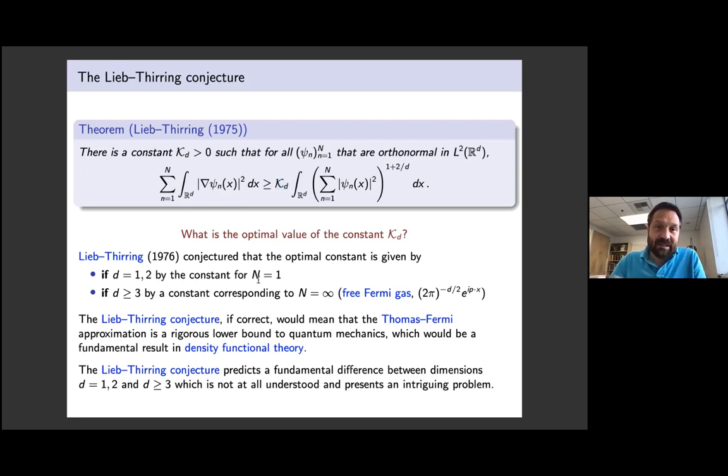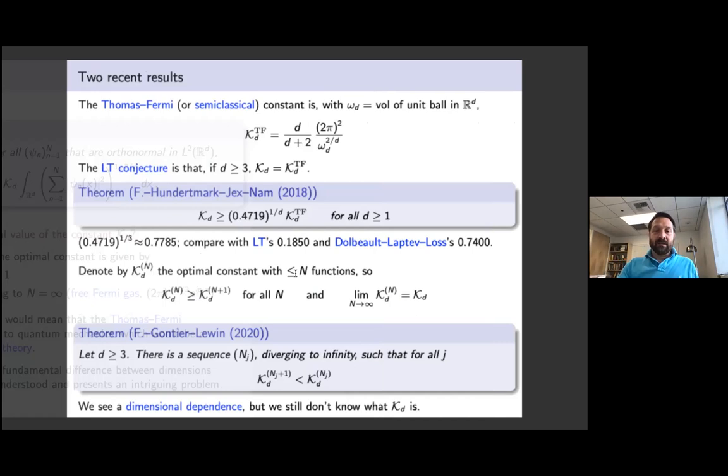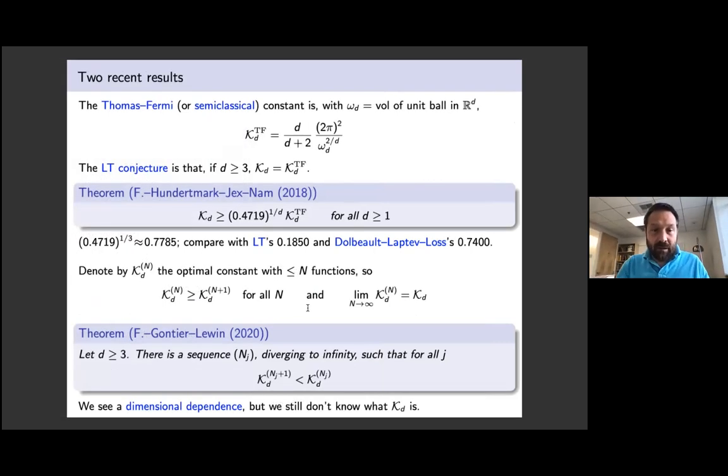And why is it natural to do that? Well, that's exactly what appears in the Lieb-Thirring conjecture. They have the constant where they only allow for 1 function. That's conjectured to be the optimal constant in 1 dimension. So here's a theorem which was obtained last year. It is hopefully going to be published this year.